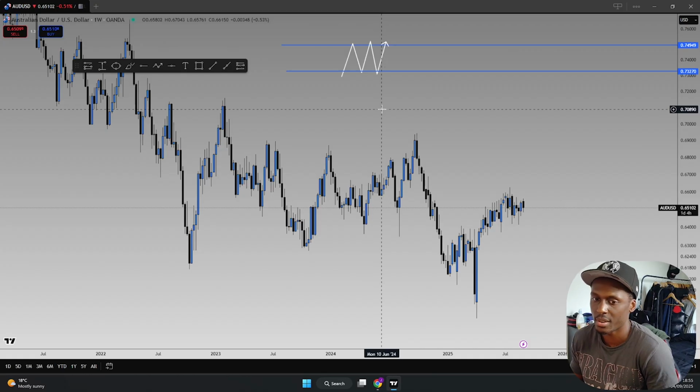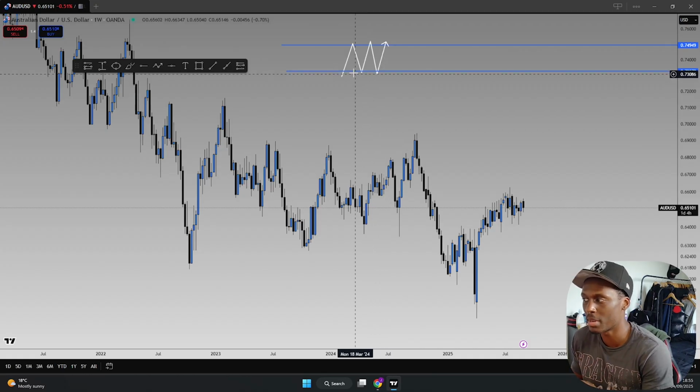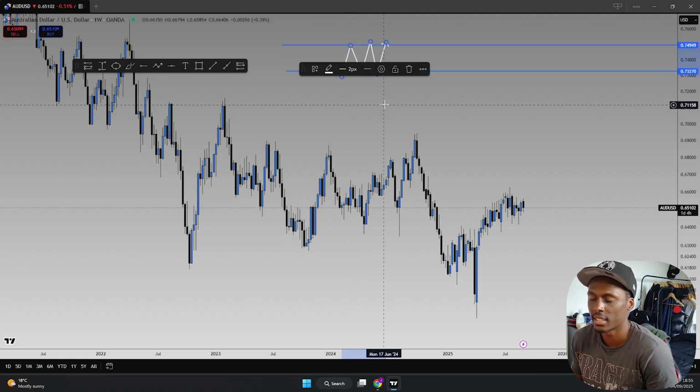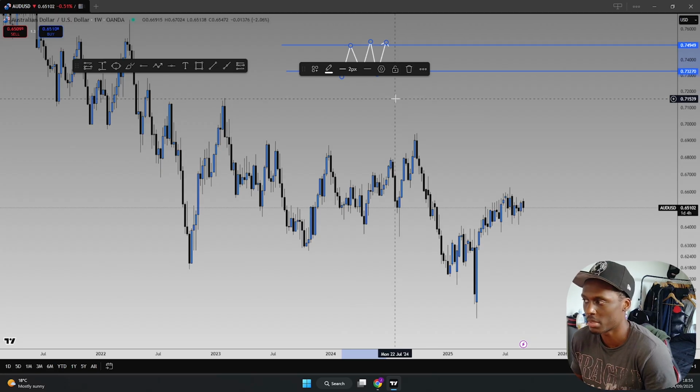For me, how I categorize support and resistance, it literally only needs one tap. A lot of people might say minimum 3 taps, minimum 2 taps. For me, price can have a level where it hits once, and that to me would be a level of support and resistance. You know what I'm saying?